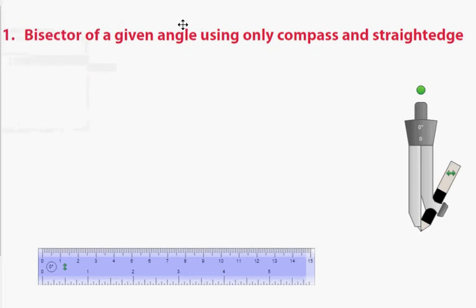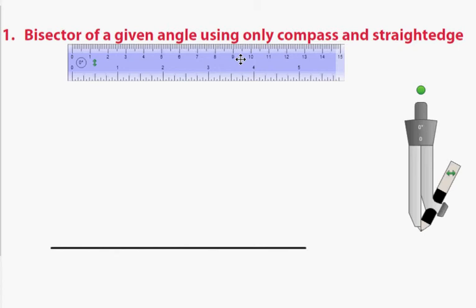Bisector of a given angle using only a compass and a straight edge. So what's going to happen to you in the test is you're going to be given an angle, okay? And what I'm going to do is I'm just going to set up a random angle. You'll be given this much in the test, and you'll be asked to cut this in half.